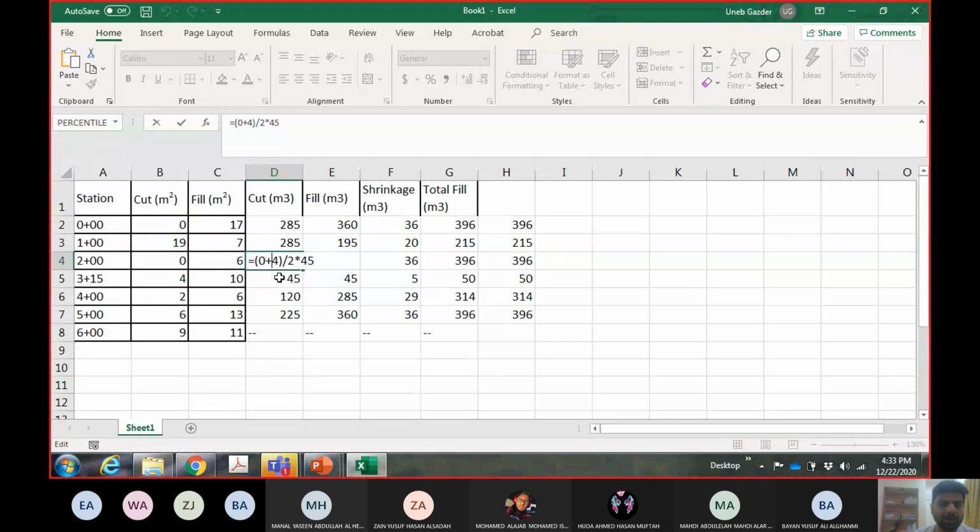Then you come to this one. So the end areas are 4 and 2, and the distance, you are not at a station 3.